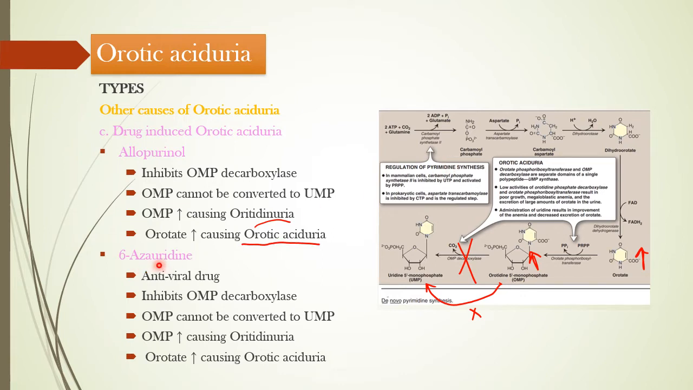And the second drug is 6-azauridine, which is an antiviral drug. It may also inhibit OMP decarboxylase, and the same clinical manifestations would be seen as in the case of allopurinol. So OMP would not be converted into UMP, ultimately leading to orotidinuria and orotic aciduria.